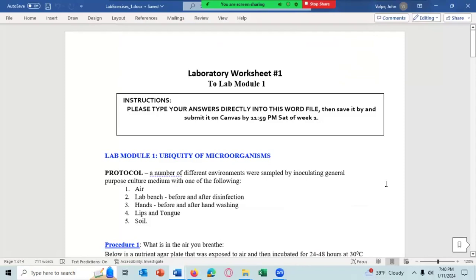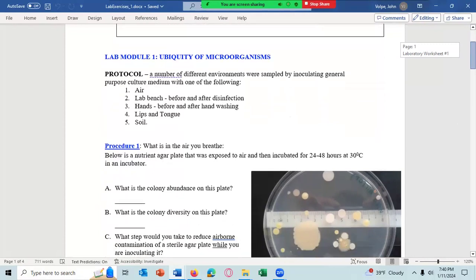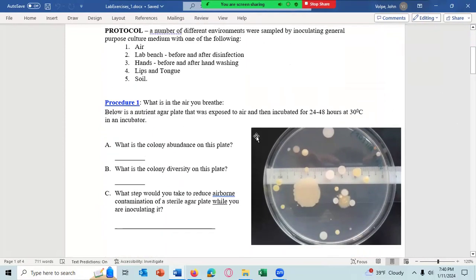You're not actually going to be doing the lab, but we're going to supply pictures for you to run through the lab and do the lab. In lab module 1, ubiquity of microorganisms, we're going to look at procedure 1, where we're going to ask the question, what is in the air you breathe? And what we did was we exposed the plate to the air for a given amount of time.